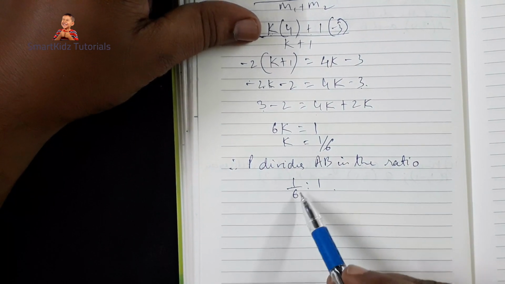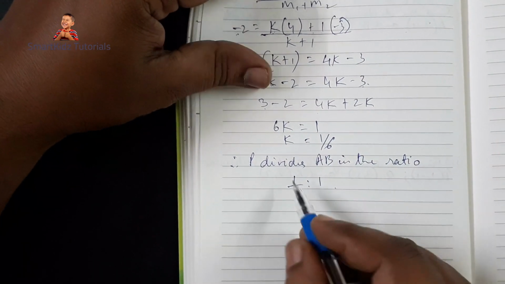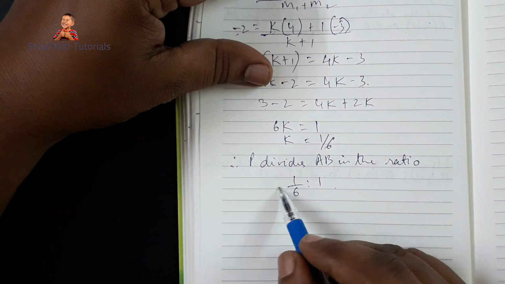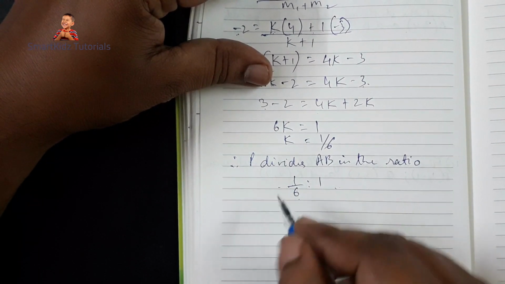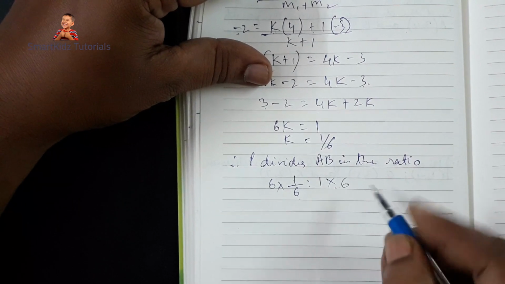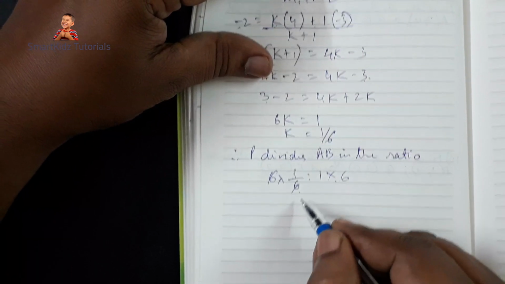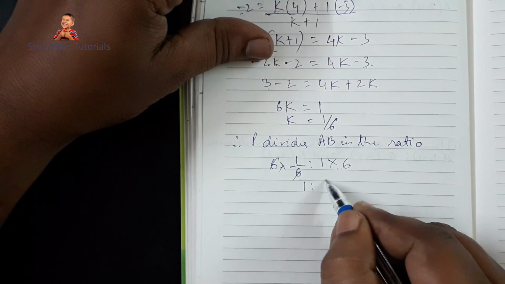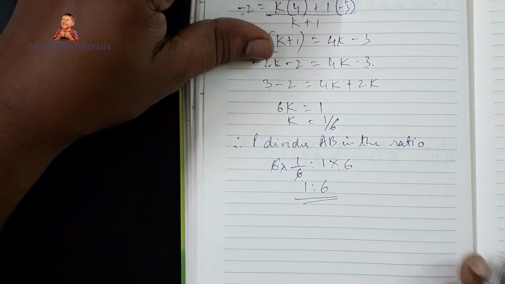Now we don't want it in fractions. To get rid of fraction, we multiply both the sides with the denominator. Denominator is 6. So 6 into 1 upon 6 and here 1 into 6. 6 and 6 cancel and we'll get it as 1:6. That is our ratio.